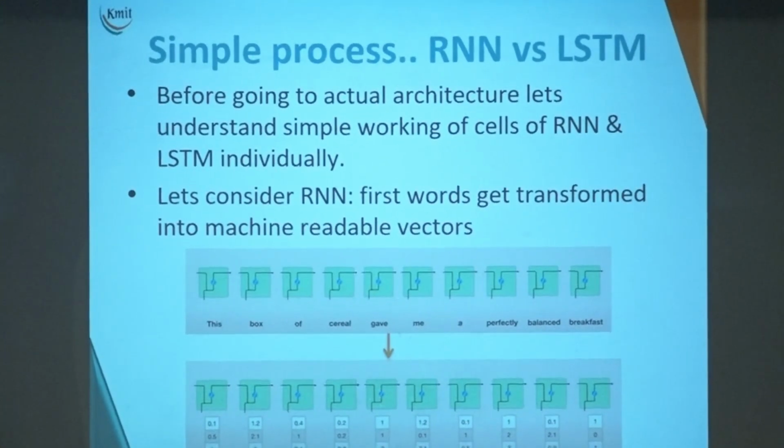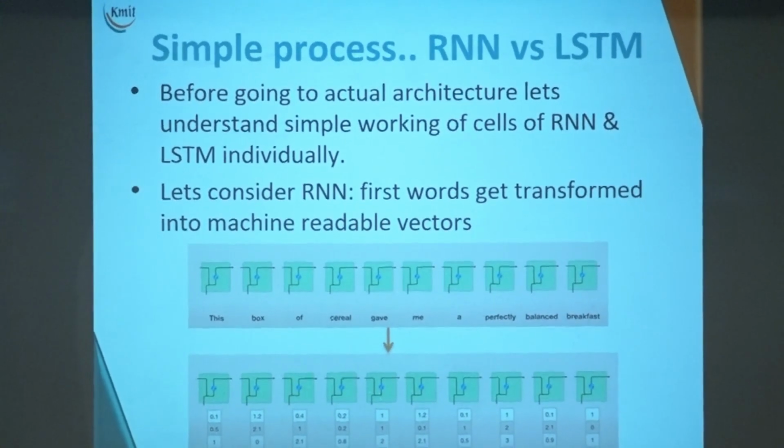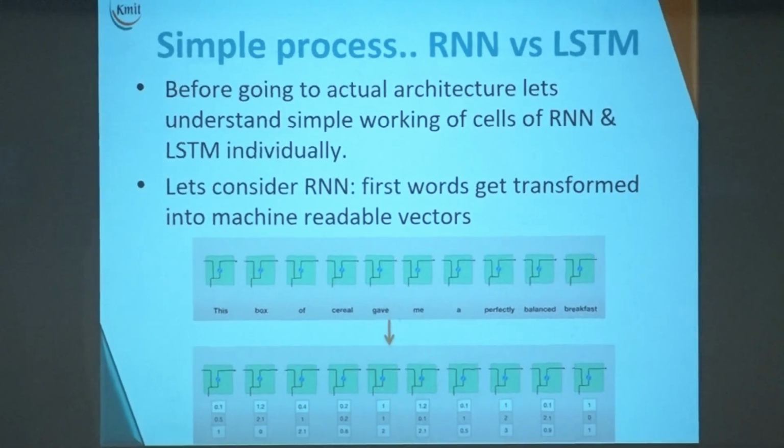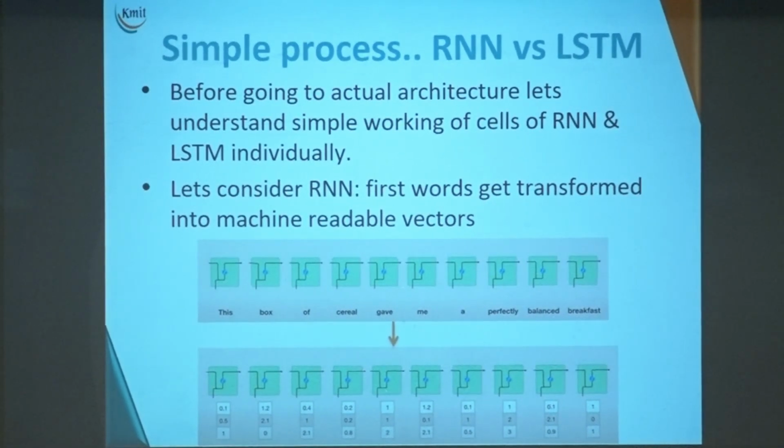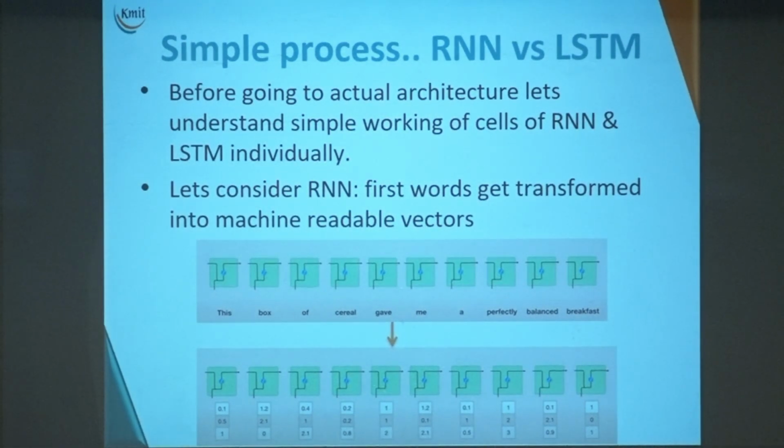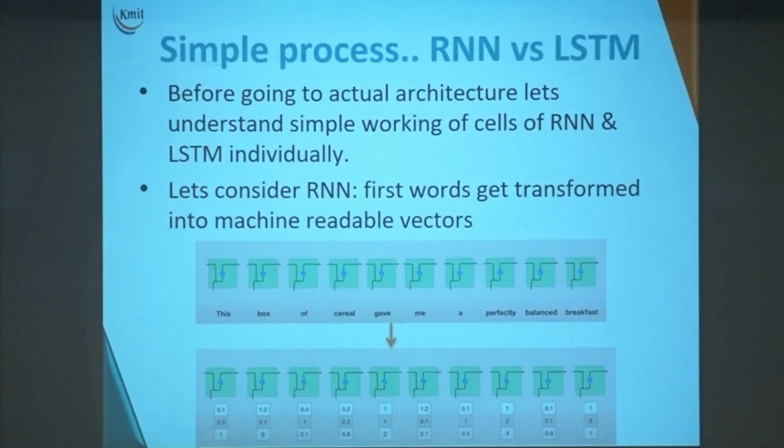Now, first we will understand a simple process, how RNN and LSTM work very, very simply. Before going to the actual architecture and diving into that part, we will see the simple working of these RNN cells and LSTM cells. Suppose I am taking RNN first, I am not excluding RNN here because that mechanism of RNN is still utilized in LSTM. Okay. So now, what is happening here? The words get transformed into machine readable vectors.